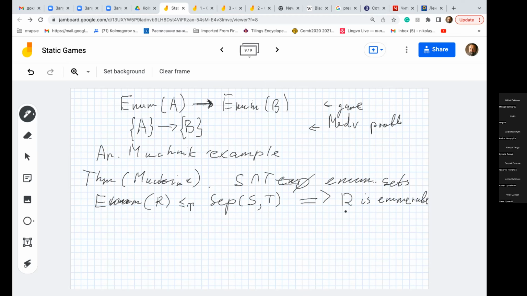I have not heard about this theorem before. Andrei told me about it. It's not in any of the computability textbooks about recursion theory. So if the separator problem allows us to enumerate something, then it's not needed at all. And here it's important that S and T are enumerable. Of course, otherwise we just take S and T complementary, and then separation is just computing.